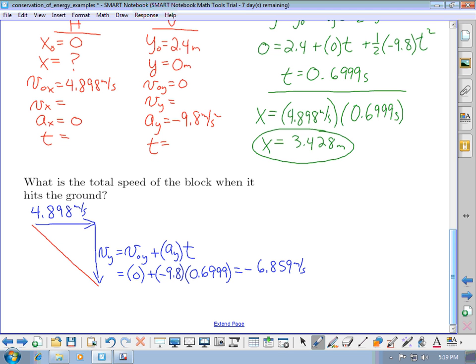And so to find the speed is the total of the x and y components put together. It's the magnitude of the velocity. And so you would get that from the Pythagorean theorem. It would be 4.898 squared plus 6.859 squared. And you would get a speed of 8.428 meters per second. So that would be perfectly fine.